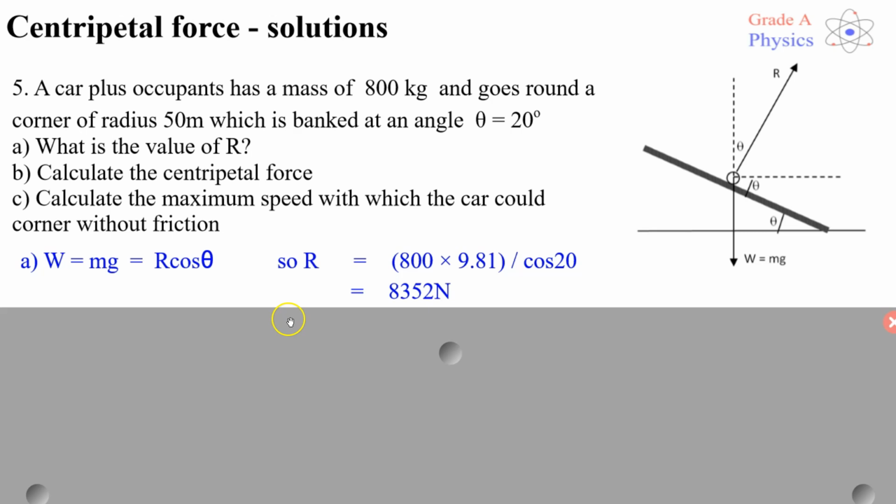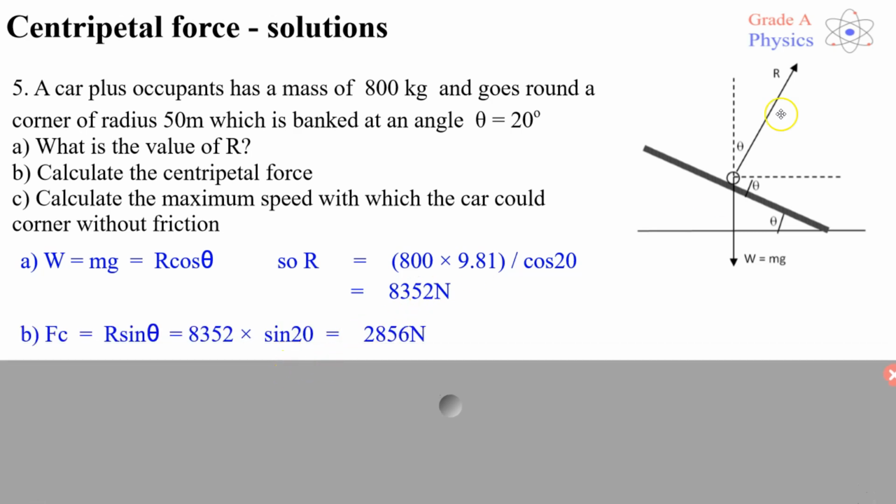And then it says, what is the centripetal force? Okay, now that we've found the value of R, the reaction force, as we said previously in the video lesson, it's the horizontal component of the reaction force which provides the centripetal force. So we're going to use this value here multiplied by sine 20, and we get our answer here, 2856. So as ever, always show your working out. If you'd made a mistake up here for some reason in part A, then if you show all your working out, you should still get full marks for a wrong answer.